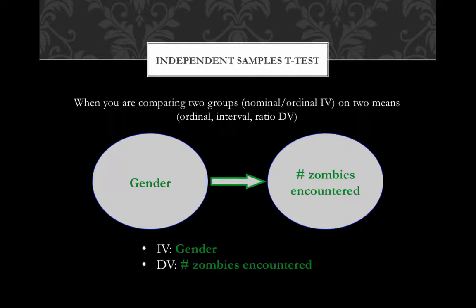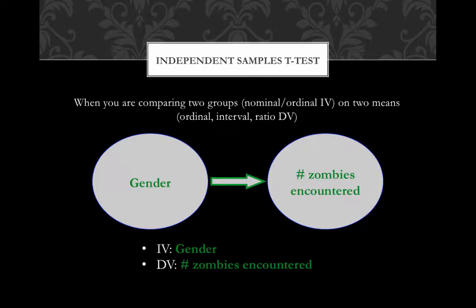Alright, so let's start with our first inferential statistical test, which is the independent samples t-test. We conduct the independent samples t-test when we're comparing two groups, right? And those two groups are going to come from a nominal or an ordinal independent variable, where we're using those groups as categories. We're trying to see if these two groups differ on two means, right? Each of these groups has their own mean.